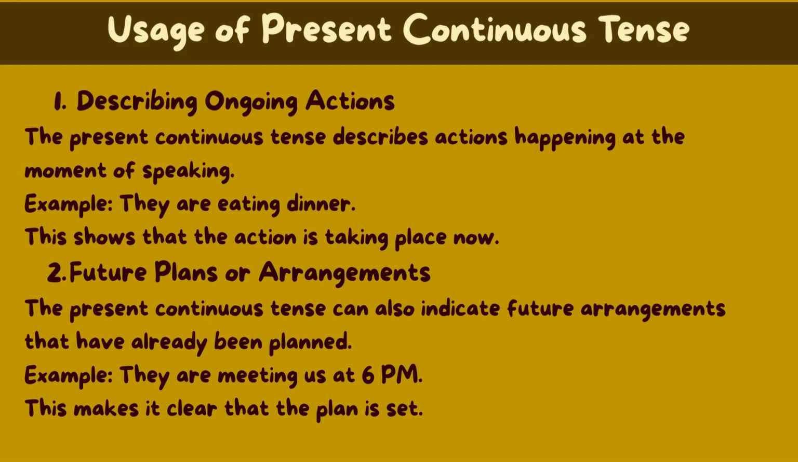The present continuous tense can also be used for future plans or arrangements. These are activities that have already been planned before. For example, they are meeting us at 6 p.m. This makes it clear that the arrangement has already been decided.